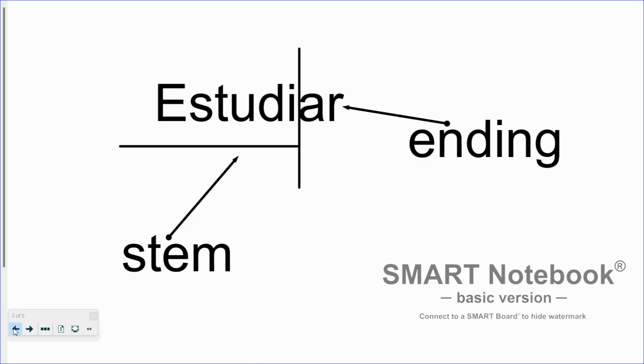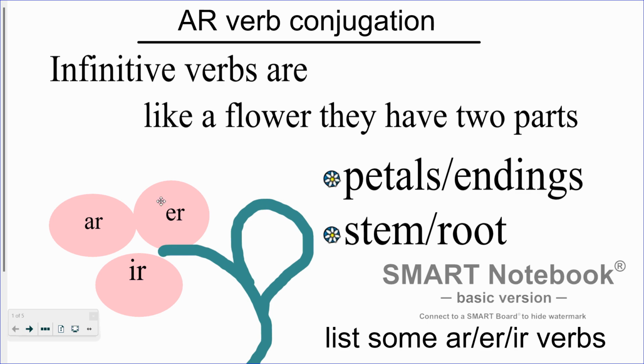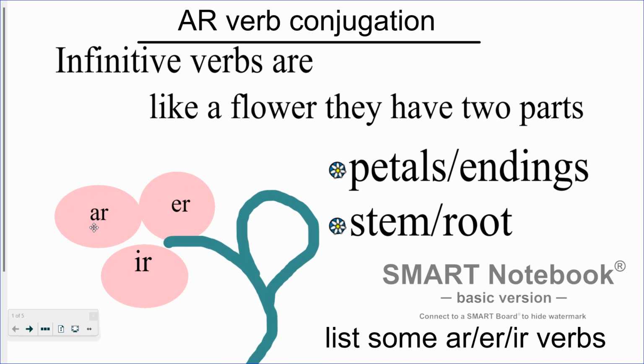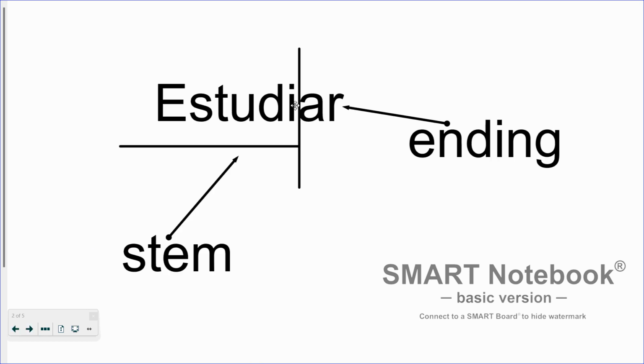Now, as you can see in my picture of the flower here, it has a petal and a stem. The ending, the ER, the AR, the IR, is the ending or the petal, and that part can be removed from the verb, and what you're left with behind is the stem. So you can think of it like a flower, and the petals can fall off. Okay? So the AR in estudiar is going to be the ending on our verb, and the rest of it here is called the stem.